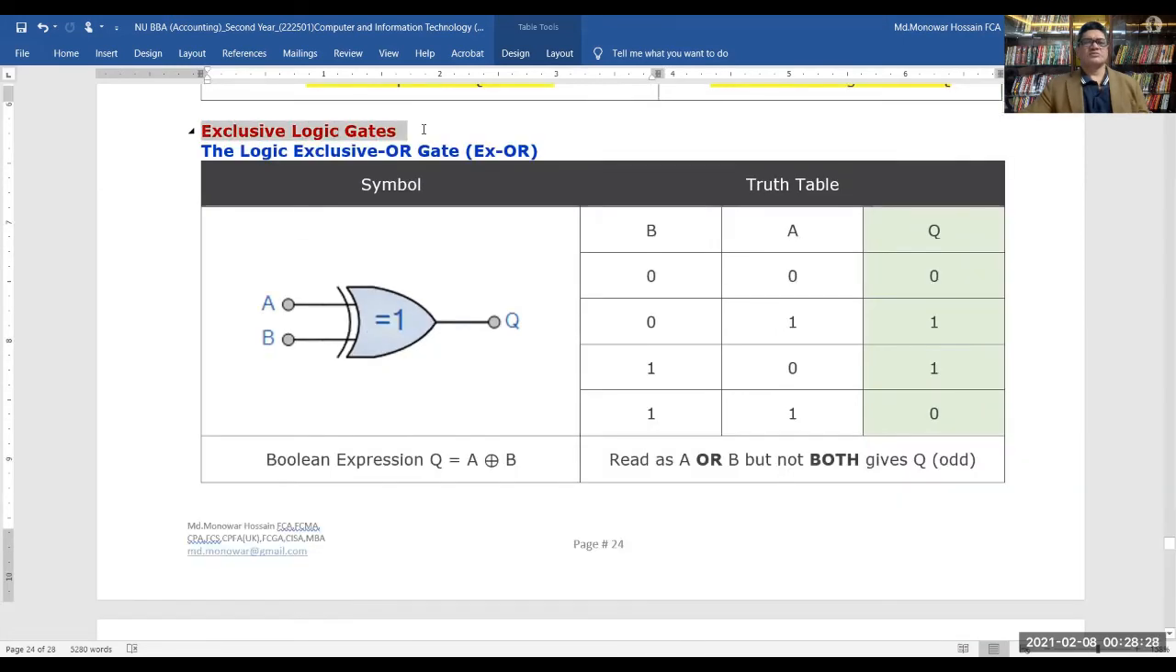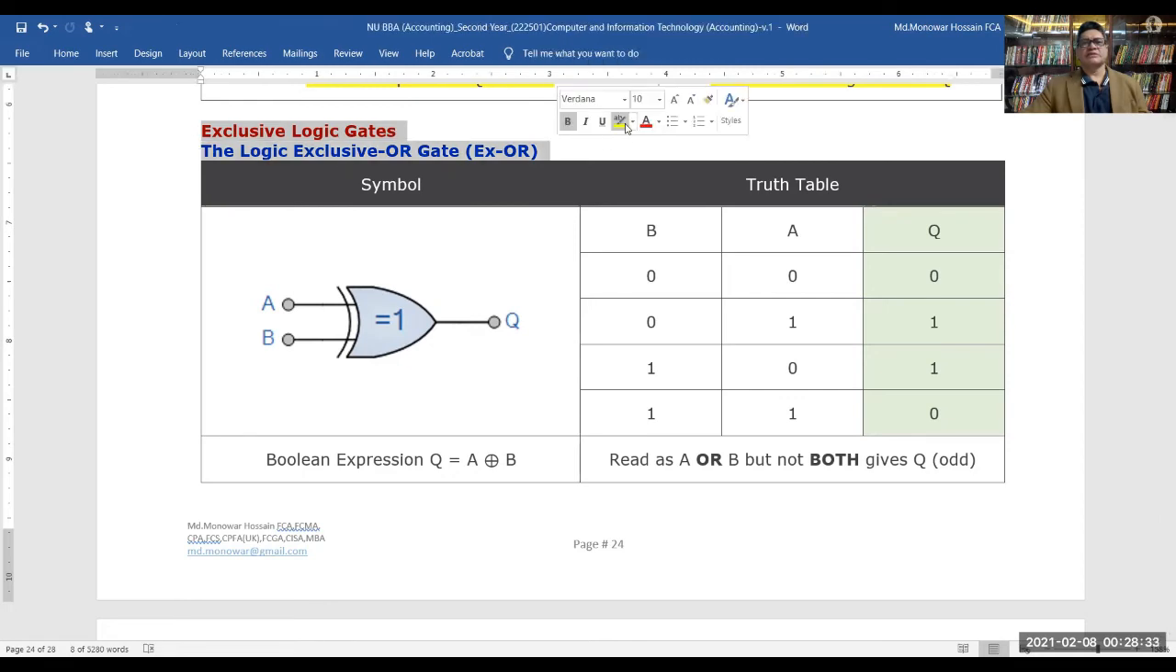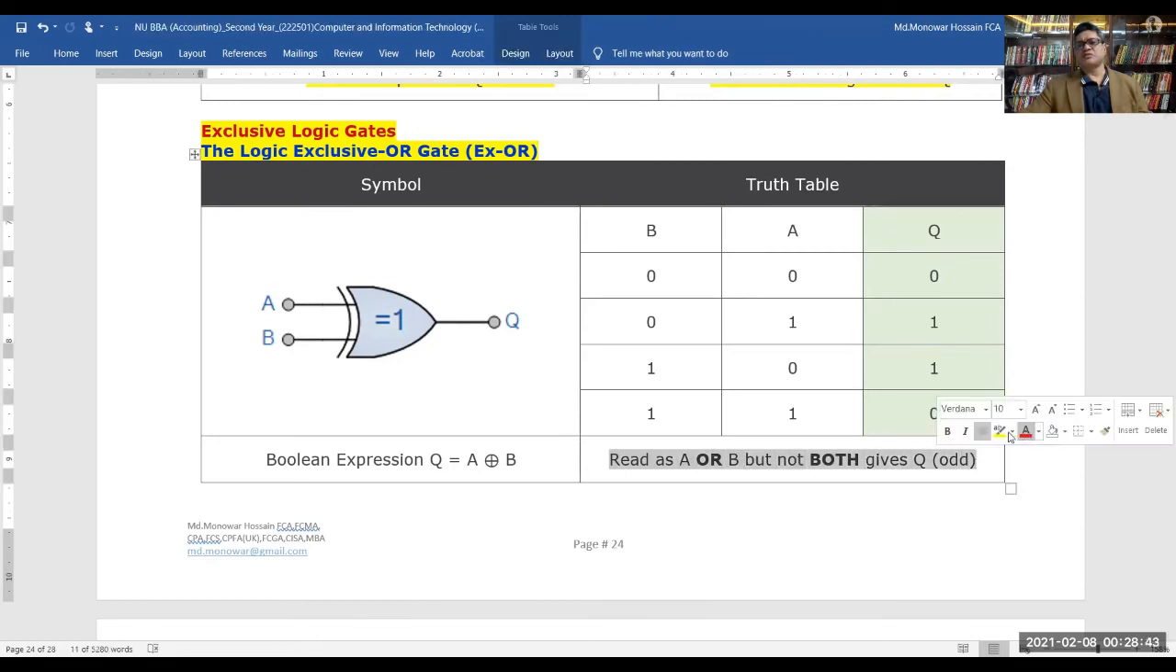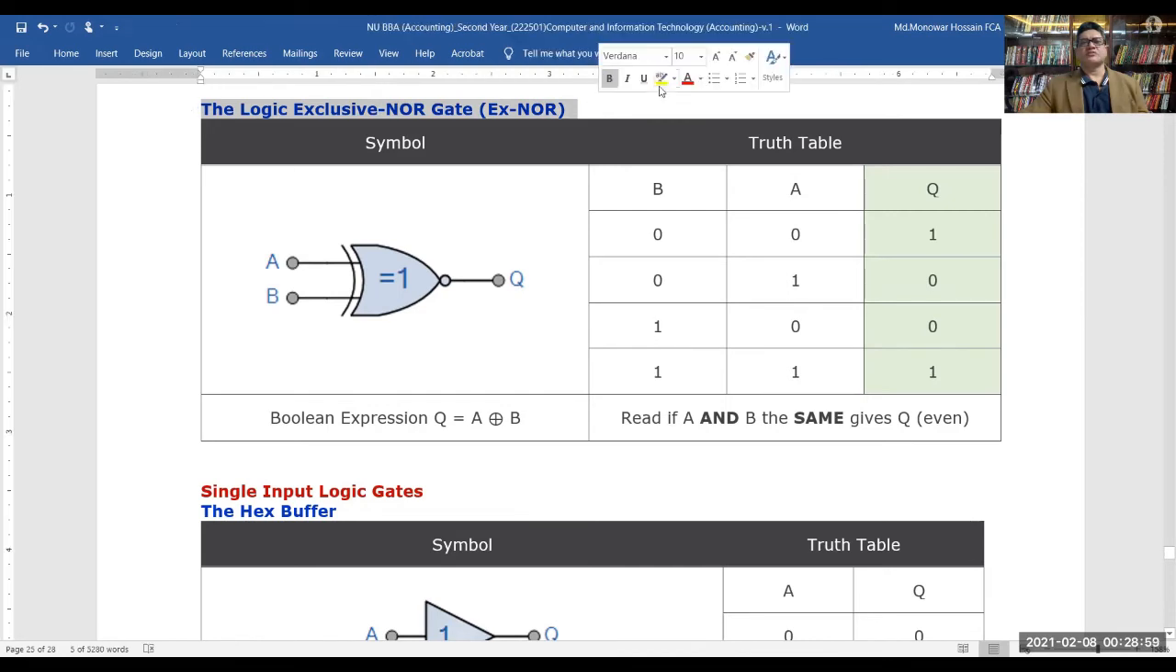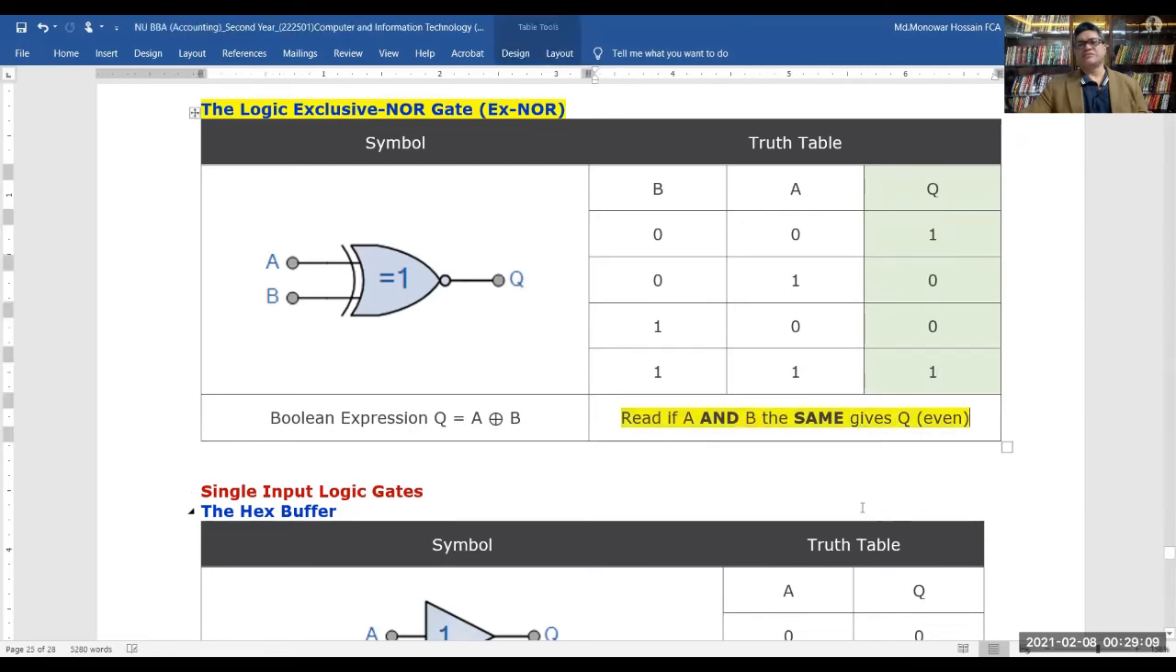And the exclusive logic gate, the logic exclusive OR gate, that means XOR. We have to read it as A or B, but not both, gives Q. That means odd. Here is the Boolean expression. The logic exclusive NOR gate, XNOR. We have to read it as if A and B are the same, gives Q, that means even. And here is the Boolean expression.